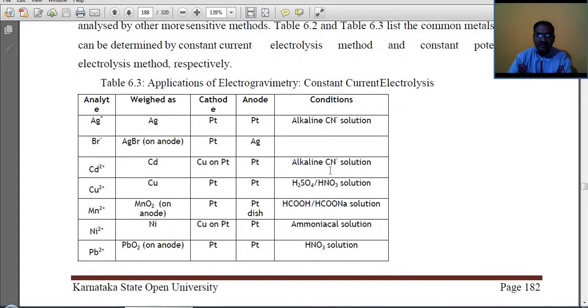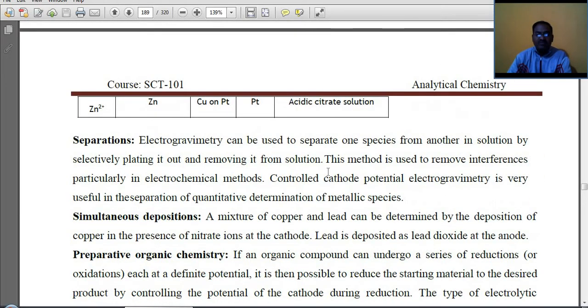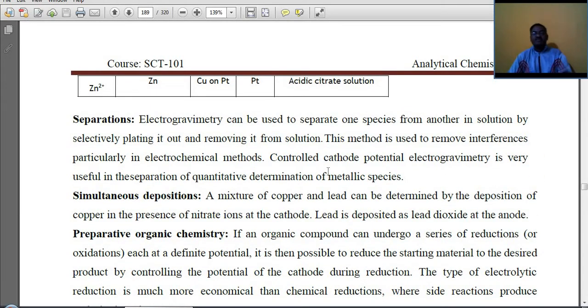These are all some values. What are the analyte, the cathode and the anode? Generally, which condition do we have to use? This is the AC plus. The cathode is platinum, the anode is platinum. Here, generally, in alkaline CN minus solution. What are the separations of this?